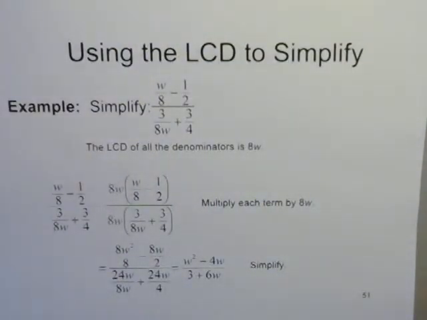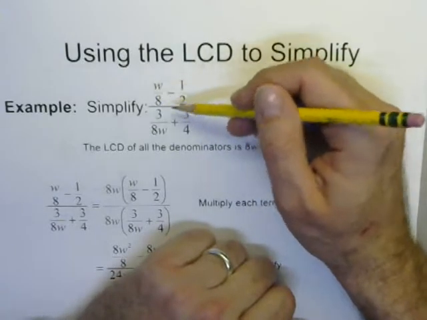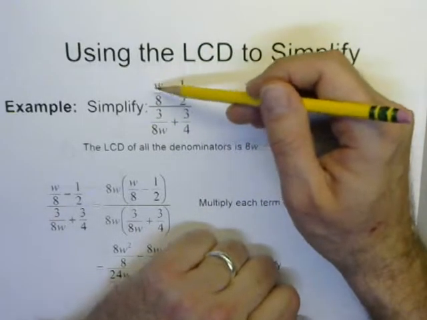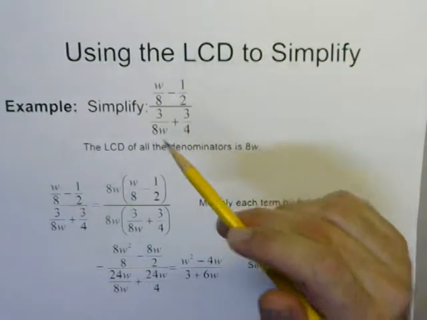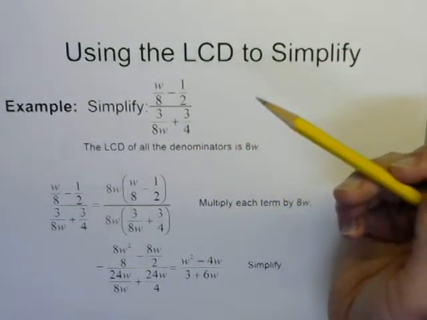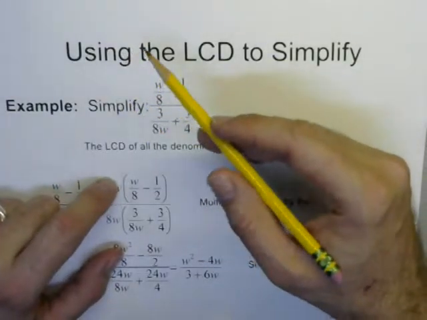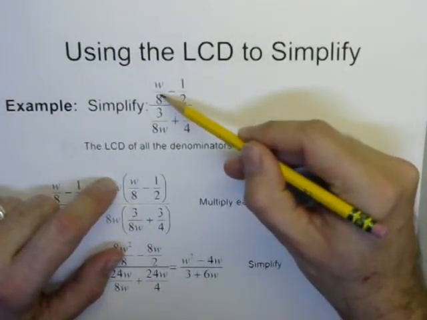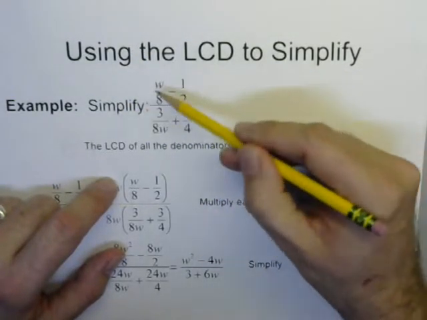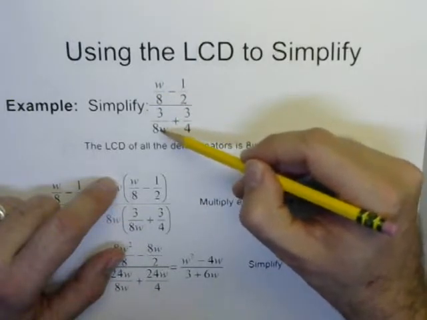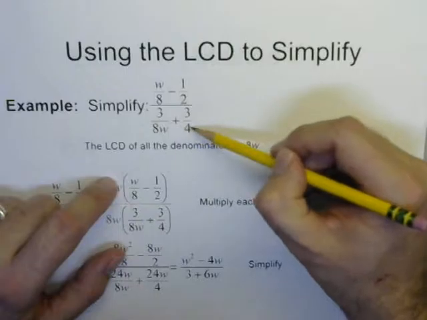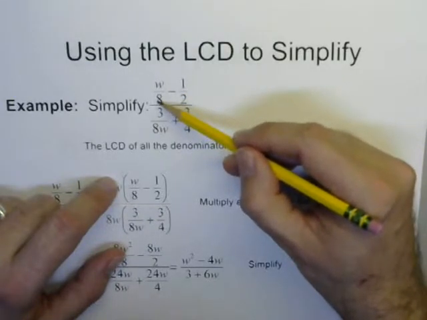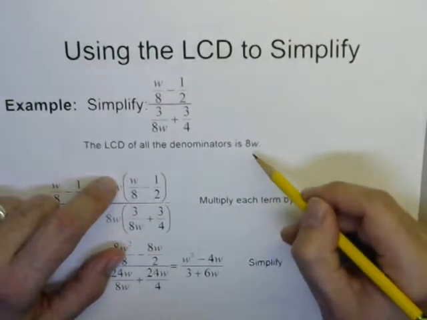So let's look at an example here. Let's say I want you to simplify this fraction by using method 2. Now we certainly could use method 1, but we're just going to use method 2 in this case. What you do for method 2 is look at all the denominators within the big fraction. So look at the 8, 2, 8w, and 4, and try to find the common denominator for those things. Well, 4 and 2 both go into 8, so it should be 8w if you think about it.